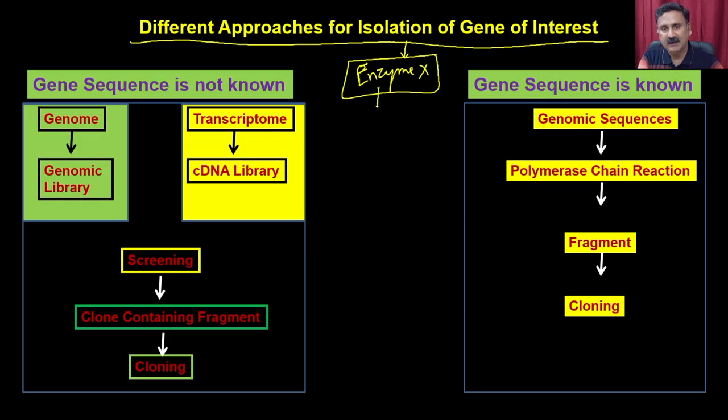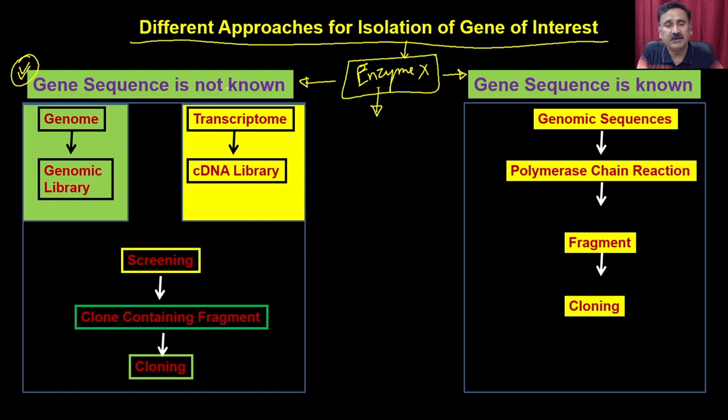So what are the things you can use as the starting material? It depends on what kind of information we have. For example, if the gene sequence of this enzyme X is not known, then you are going to use these two approaches. And if the gene sequence is known, then you are going to use this approach.